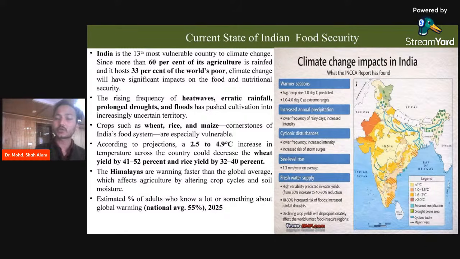The map also shows the climate change impact in India, and it was prepared by INCCA, the Indian National Climate Change Assessment Report. It shows that an average temperature rise of 2 degrees Celsius is predicted, with 1 to 4 degrees Celsius as the extreme range. Annual precipitation is expected to change, with a lower frequency of rainy days and increased intensity. The high-intensity rainfall is of no use from the agriculture and groundwater recharge point of view.